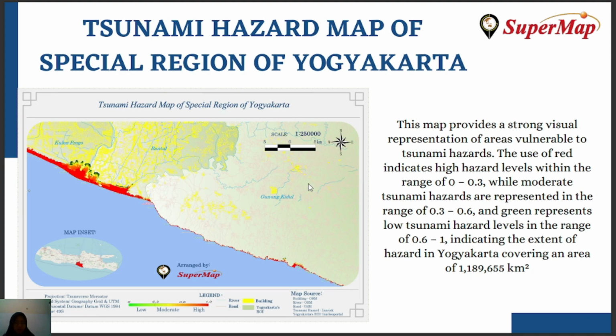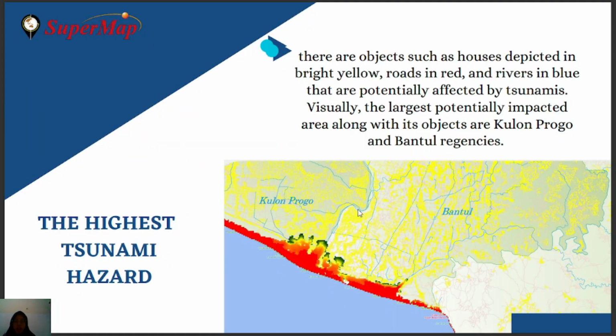It has 1,189,655 square kilometers of area. As you can see here, the highest tsunami hazard is in Kulon Progo and Bantul, because it's the big shape of tsunami hazard here, and the pink color represents the houses and roads, and the blue color represents the rivers that are potentially affected by the tsunami, of course. And here is the area that is impacted in Kulon Progo and Bantul Regency.